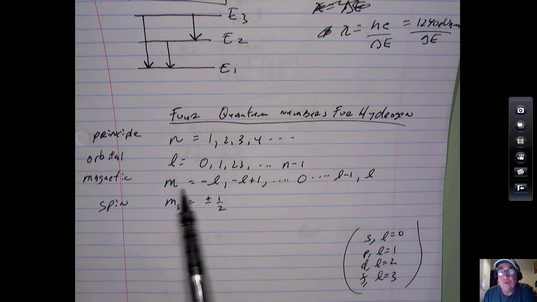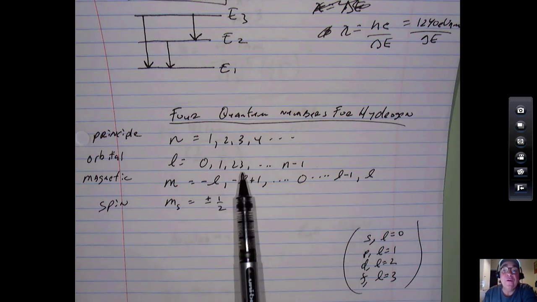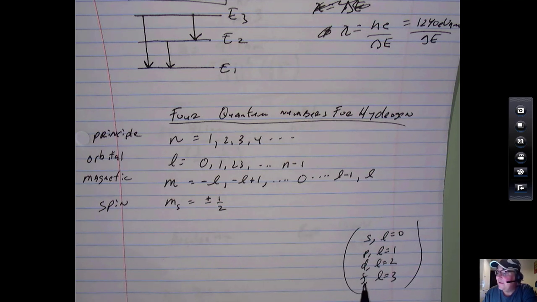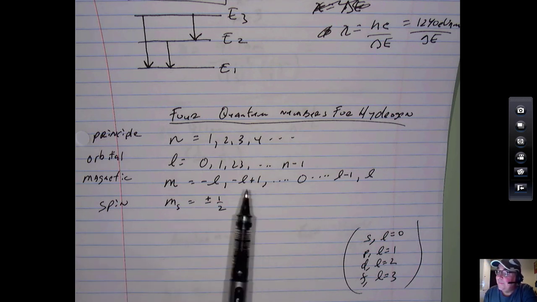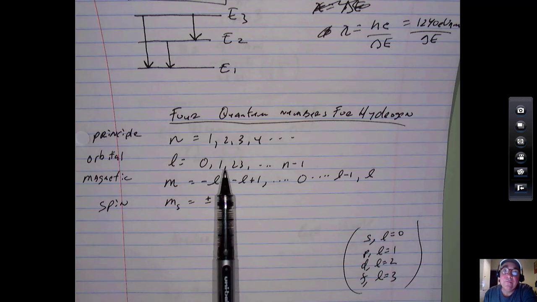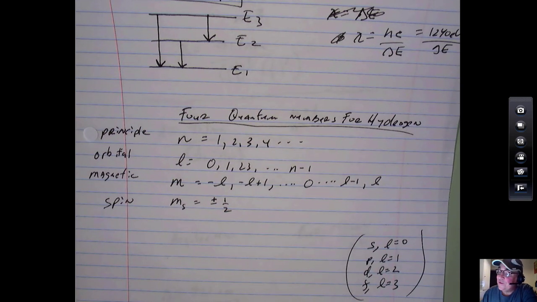M can range all the way from negative L up to positive L. So for example, if L were equal to 3, that would be the F here. If L is equal to 3, M could be negative 3, negative 2, negative 1, 0, all the way up to 1, 2, 3. If L were 1, then M could just be 1, 0, negative 1. I went the opposite way that time: negative 1, 0, and 1. And then for each of those, you have a plus or minus 1/2. Good. So make sure you're familiar with this.